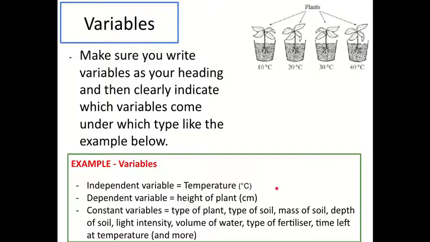So some examples here would be the type of plant, the type of soil, the mass of the soil, the depth of the soil, the light intensity, the volume of water added, the type of fertiliser, or even the time left at that temperature. Now there'll be loads more than what I've just spoken about, but these are the most obvious ones. One final important tip on this section is do not put height of plant as your constant variable. You're not controlling that variable, you're just measuring it.